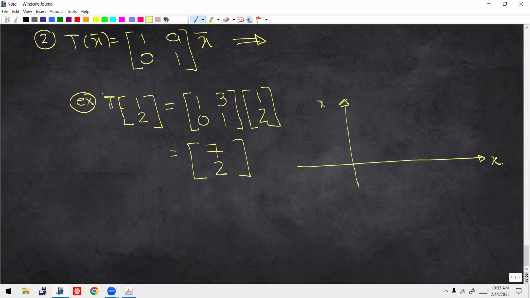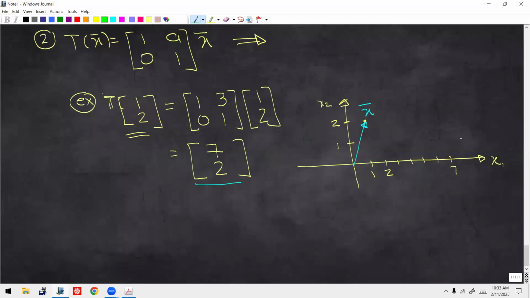So this is like your x1 and x2. So we have 7, 2 and 1, 2. So what does it do? It takes this vector 1, 2. So let's start with that vector 1, 2. That's this vector. And what does it transform it into? So this is my X. It's going to get transformed now, okay, into this vector 7, 2. So what does that look like? 7, 2 is right here.